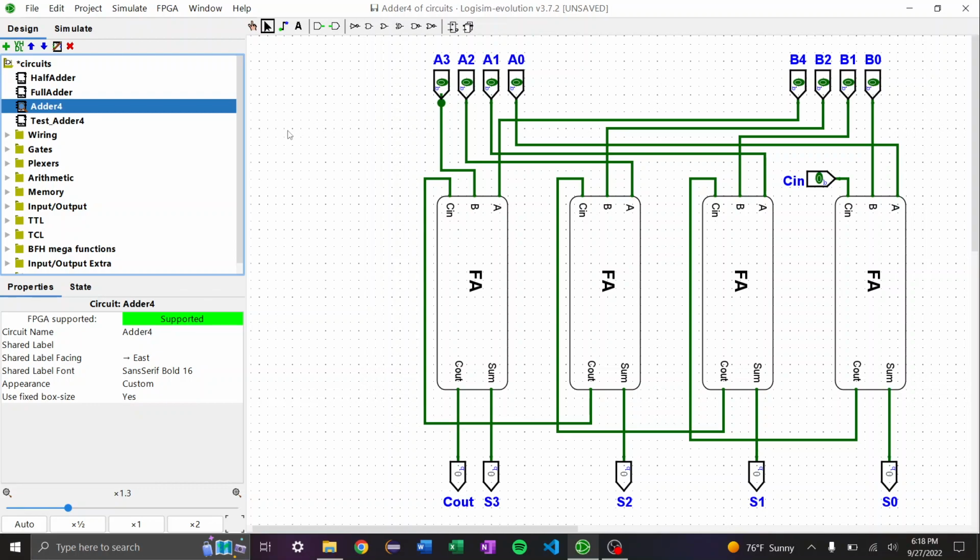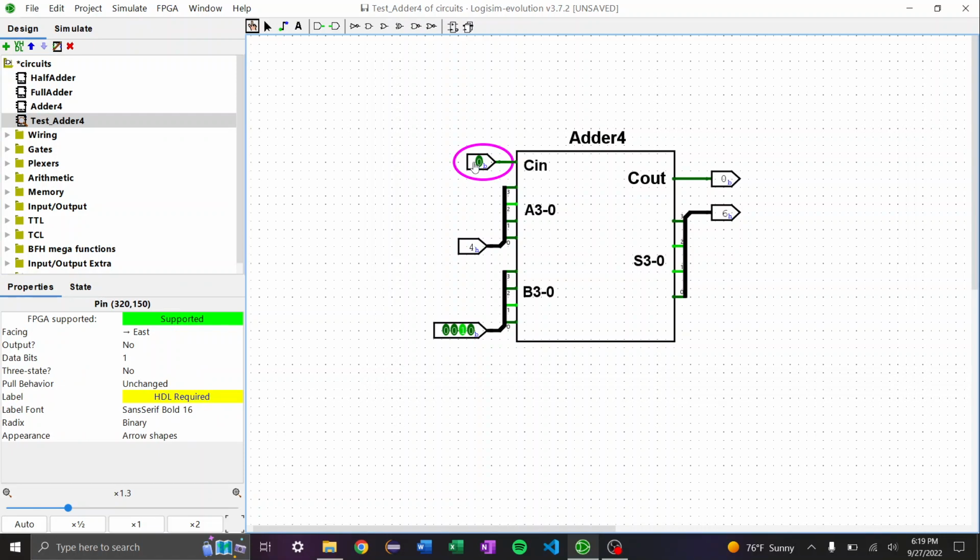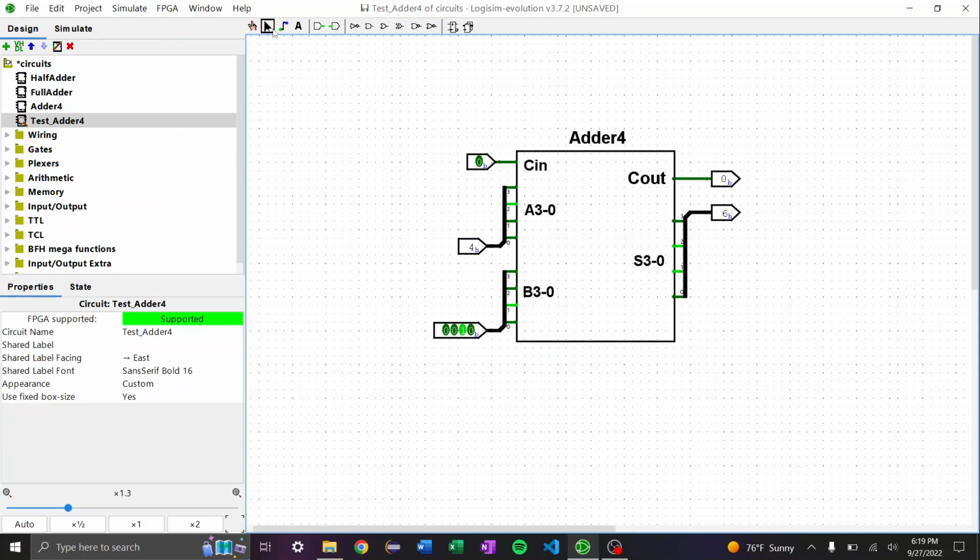So let's check it out with our tester. As you can see, I have the same exact input as the C3 assignment. 4 plus 2 does equal 6. You could have your carry, which adds 1, which is 7, which is accurate. So as you can see, there is a lot of convenience with the hierarchical design that Logisim allows you to do.